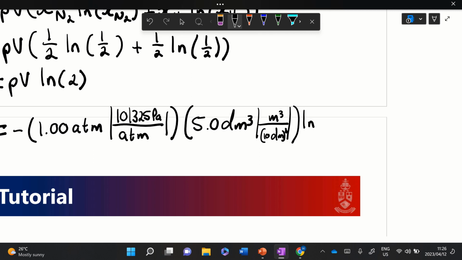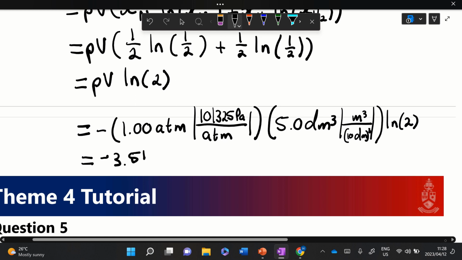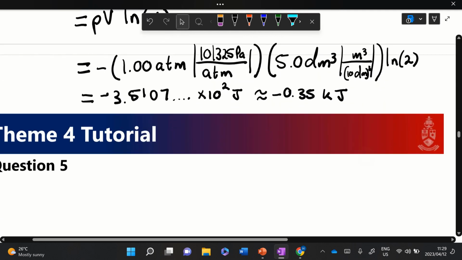And then we of course have ln of 2. This gives us a value of minus 3.5107 and so on times 10 to the power 2 joule, which you can round off to minus 0.35 kilojoule, so 2 significant figures because of the 5.0 decimeters, so minus 0.35 kilojoule.